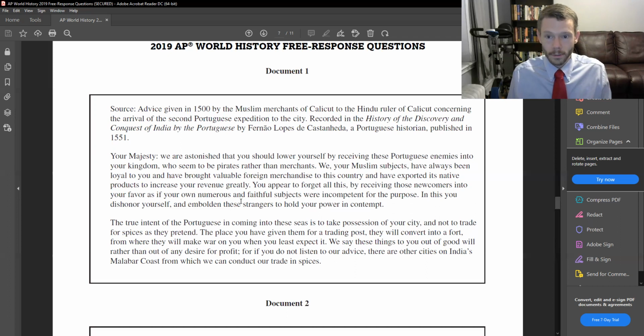So when you read the document, you'll see it's all about competition. And we can see that the bias of the document is the idea that these merchants are warning the ruler to ban the Portuguese from being able to trade with Calicut because it would cut into their business, right? That's one way we can see how bias gets revealed here. It tells us more about the purpose of the document along with the point of view of the authors.